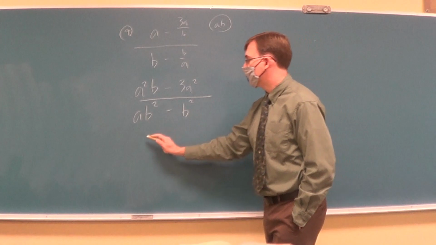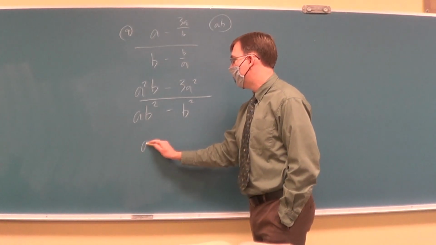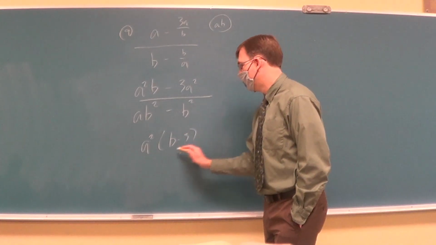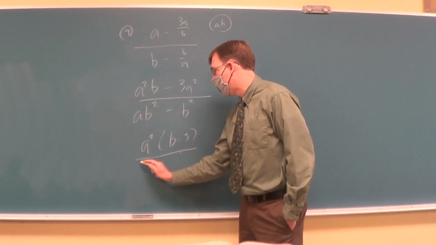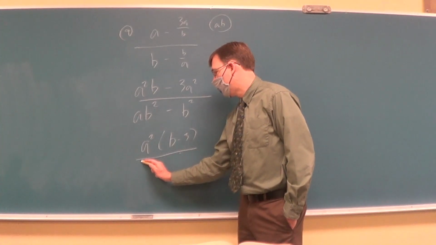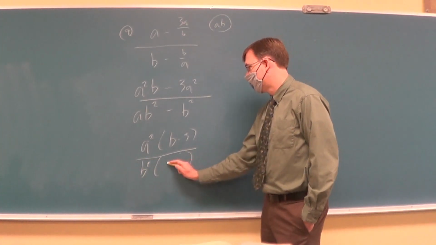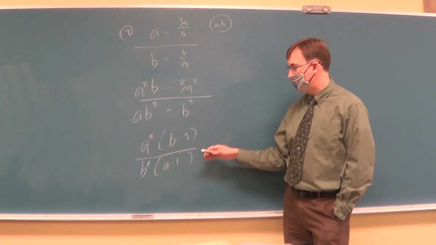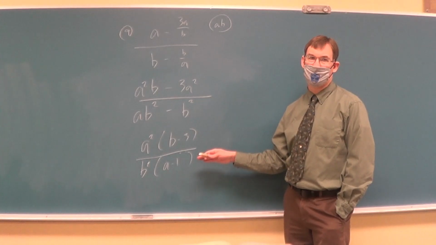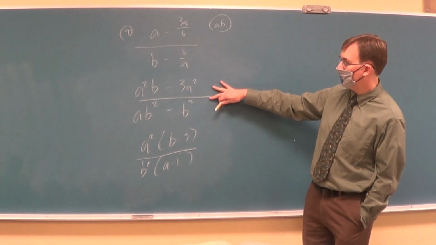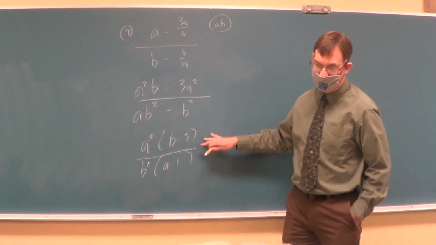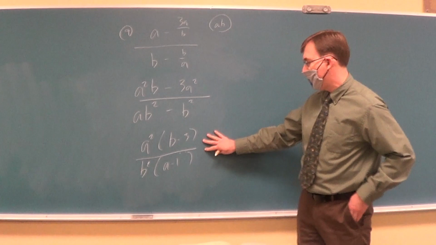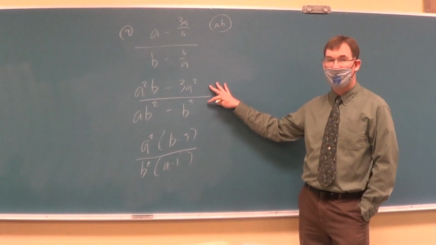Try to factor. On top, we could take out A squared to get B minus 3. On the bottom, we could take out B squared, which leaves A minus 1. But it doesn't matter if we do or don't do that step this time, because nothing's able to cancel. So if this is your answer, I'm good. If this is your answer, I'm good. You can just pick either answer. The book went with the factored answer, but I'd be fine with the unfactored answer.